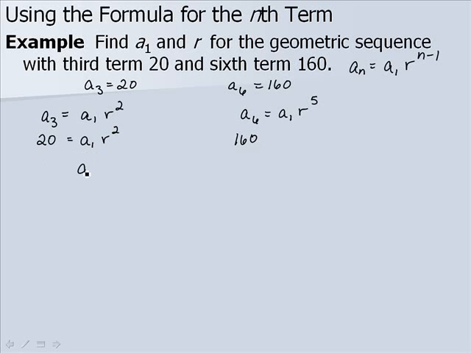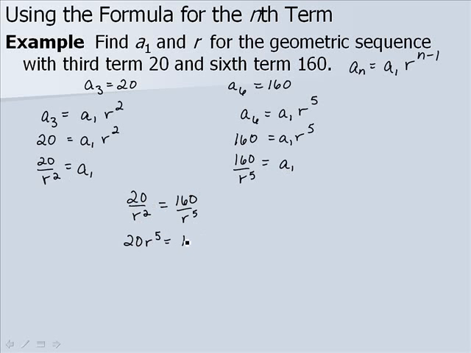So we'll get here that a1 is equal to 20 over r squared, and here we'll get that a1 is equal to 160 over r to the 5th. Since these are both definitions for a1, we can set them equal to each other, so we get 20 over r squared equals 160 over r to the 5th. So we can cross multiply and set them equal. So 20r to the 5th is equal to 160r squared.